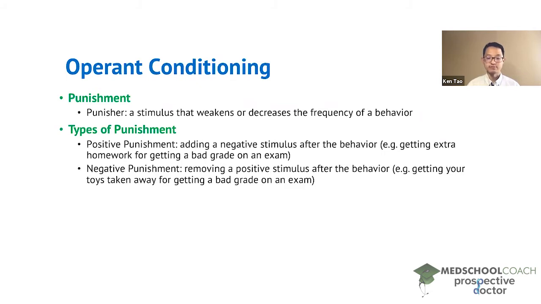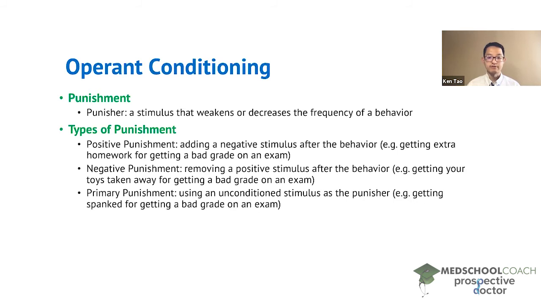Next, we have negative punishment. Negative punishment is where you remove a positive stimulus after the behavior. So as an example, when a student gets a bad grade, you can take away the student's toys. So again, we are trying to decrease the frequency that the student gets a bad grade, and we are doing it by removing a positive stimulus, removing the toys. As I mentioned previously with reinforcement, the terms positive and negative are used in the same way. So notice in positive punishment, you're adding something, and in negative punishment, you're removing something, but in both positive and negative punishment, we are decreasing the frequency of the behavior.